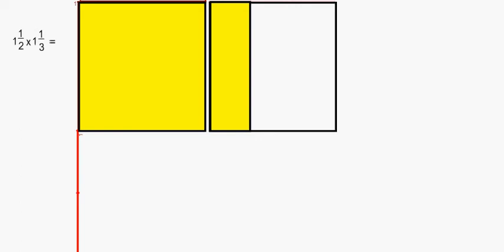So here's my diagram starting to be built. I have 1 1/2, so I have 1 and 1/2 times 1 and 1/3. So I like my second number on the top. So there's 1 and 1/3, because this is made up of 3 pieces. So 1 and 1/3 across the top.